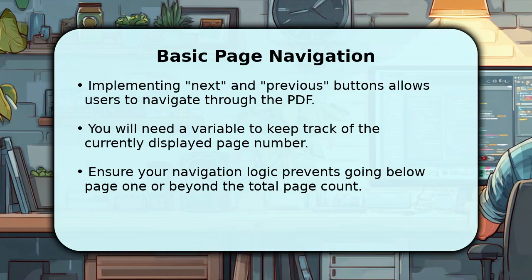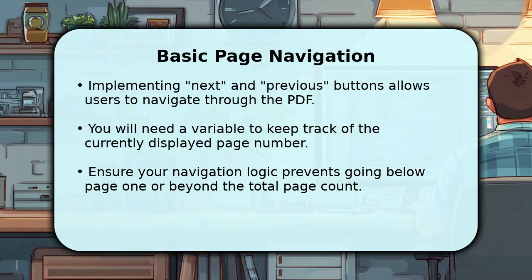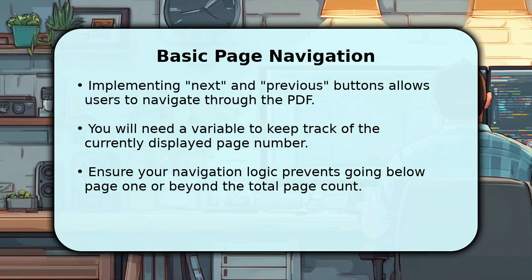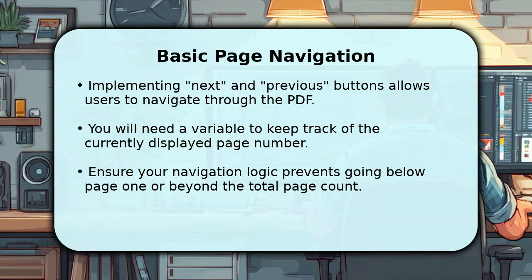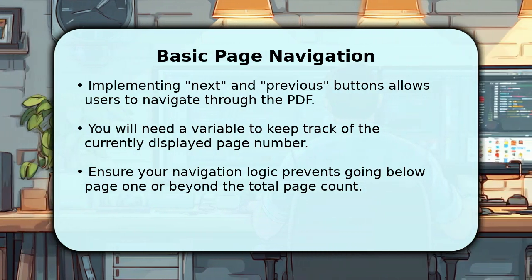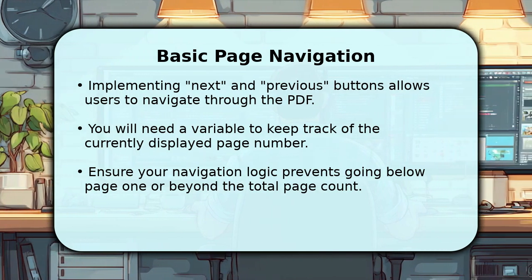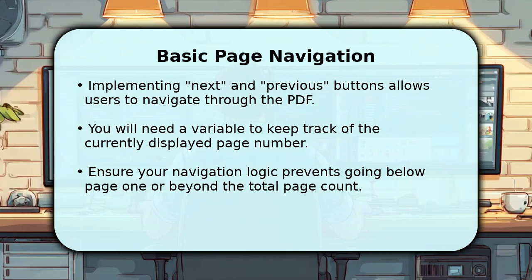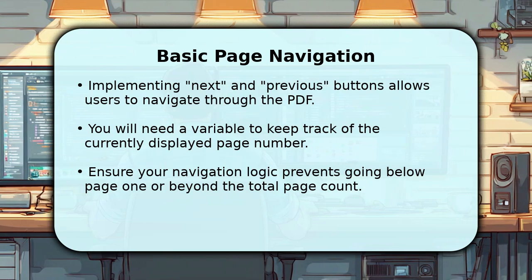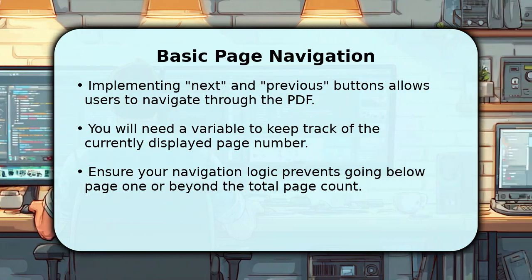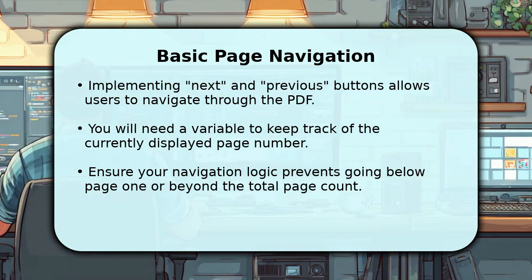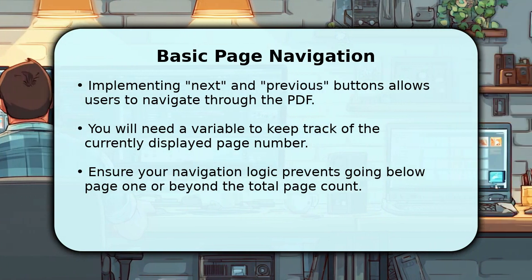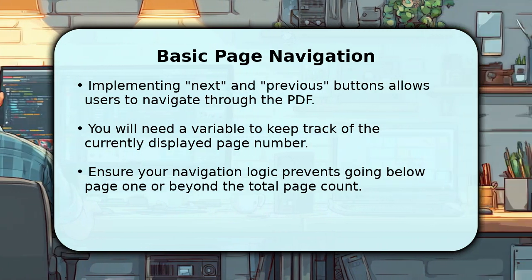To enhance usability, you can add simple page navigation. Create 2 buttons, one for previous page and one for next page. Maintain a variable, let's call it current page num, to track the user's current position. When a button is clicked, update this variable and re-render the appropriate page. Always validate that the current page num stays between 1 and the document's total number of pages to prevent errors.